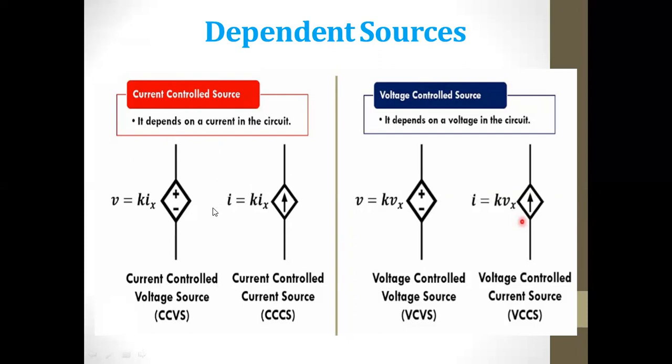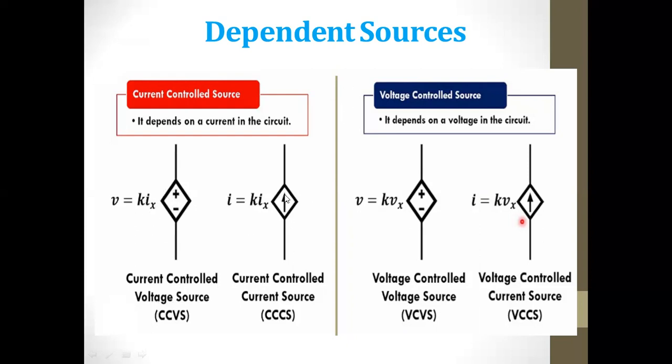Coming to the current controlled source, this is nothing but the voltage source, and the value of this dependent source will depend on the current. If this voltage source value is depending on current in the same circuit, then it is said to be the current controlled voltage source. It is a voltage source, but what is controlling? Current is controlling this voltage source.